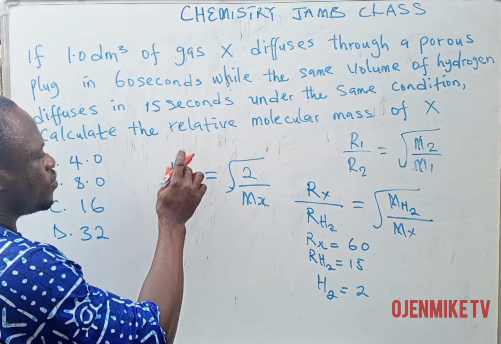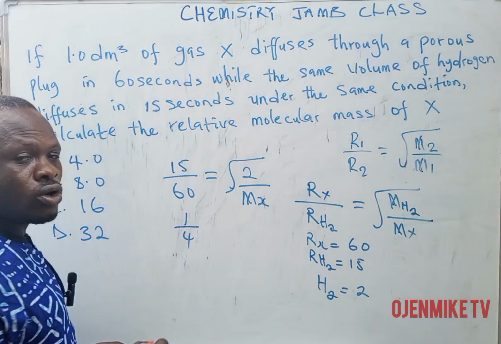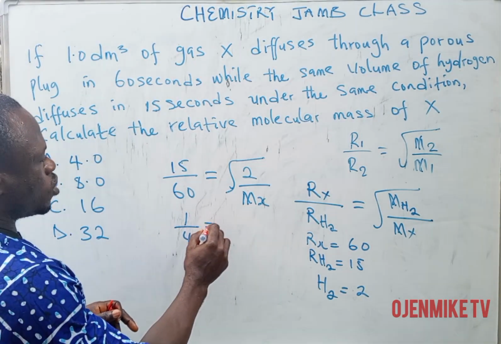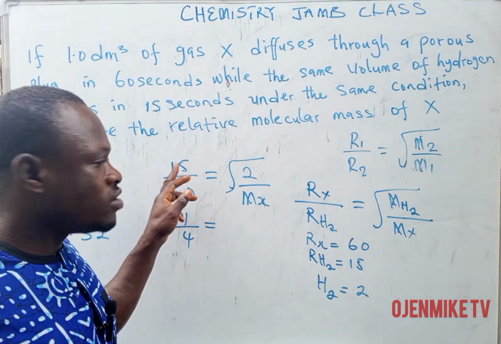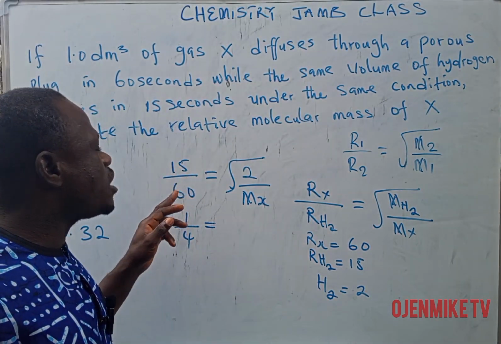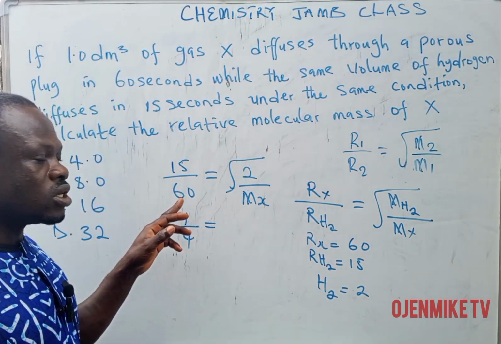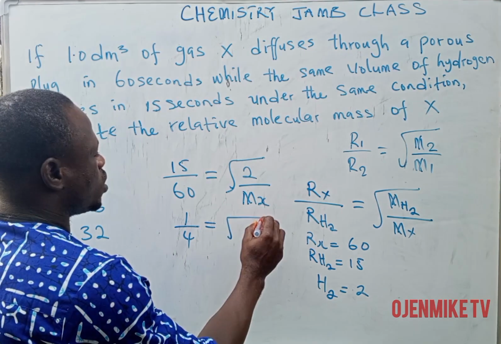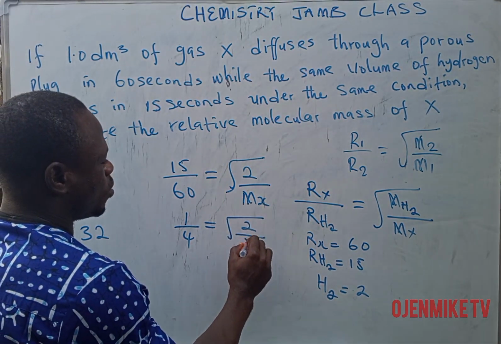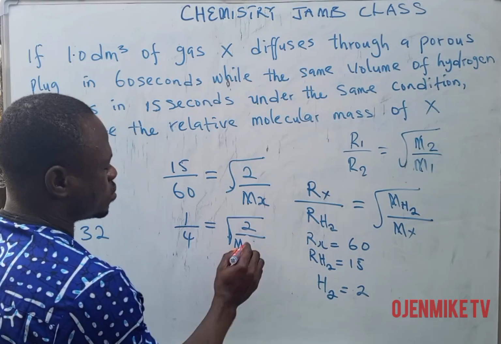So now we divide: 15 going into 15 gives 1, and 15 times 4 gives 60. So we have 1 over 4 equals the square root of 2 over the molar mass of S.